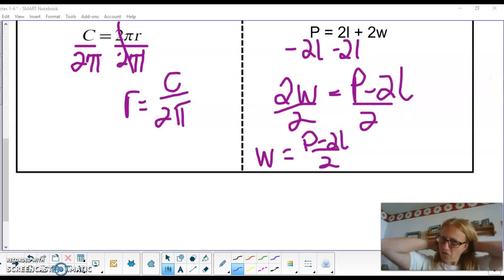All right, welcome back. So here is what you should have gotten for the last example. I subtracted 2L from both sides. I like to put the variable I'm solving for on the left. And that is equal to P minus 2L. You could have had negative 2L plus P, but it really does not matter. And then divide everything by 2.